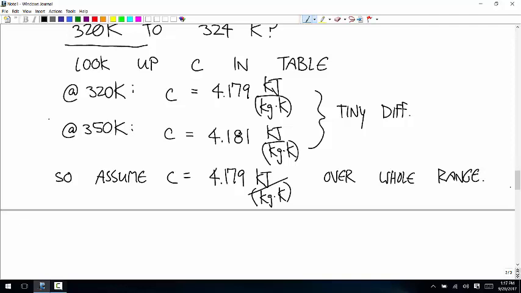So if it was a wider range? Yeah, if it's a really big range, then you need to take that into account.